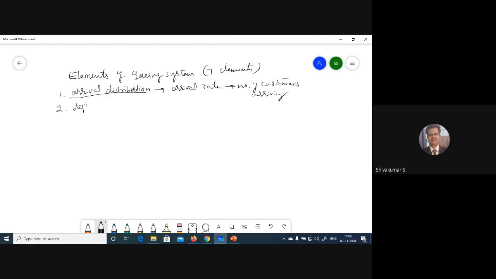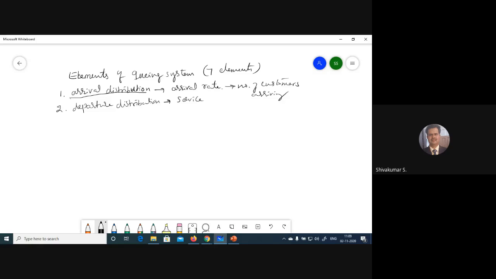Okay, that is departure, how fast they get serviced. That is the departure distribution. It's all very important in queuing theory. That is service: how much time each customer is going to take to get served.